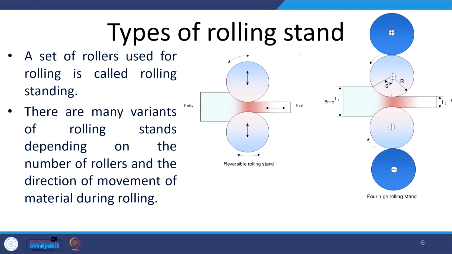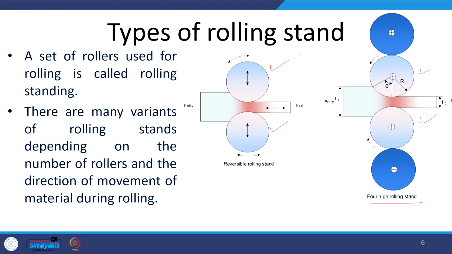Okay. So, now for rolling we are using various types of rolling stands depending upon the number of rollers which are being used. So, when we use two rollers only, it is called a two high stand rolling mill. Okay. And this is when we are using four rolls, the two rolls will be working and the two rolls will be supporting the working rollers. So, that is the case of the 4 high rolling stand.